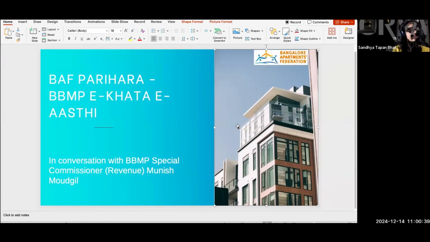To answer all your questions, we have today Mr. Munish Moudgil, Special Commissioner Revenue, BBMP. Sir, we sincerely thank you for accepting our invitation to interact with our members. Let me begin by appreciating the outstanding work you have been doing to empower citizens, introducing technology, providing tools, and educating people on how to use them effectively.